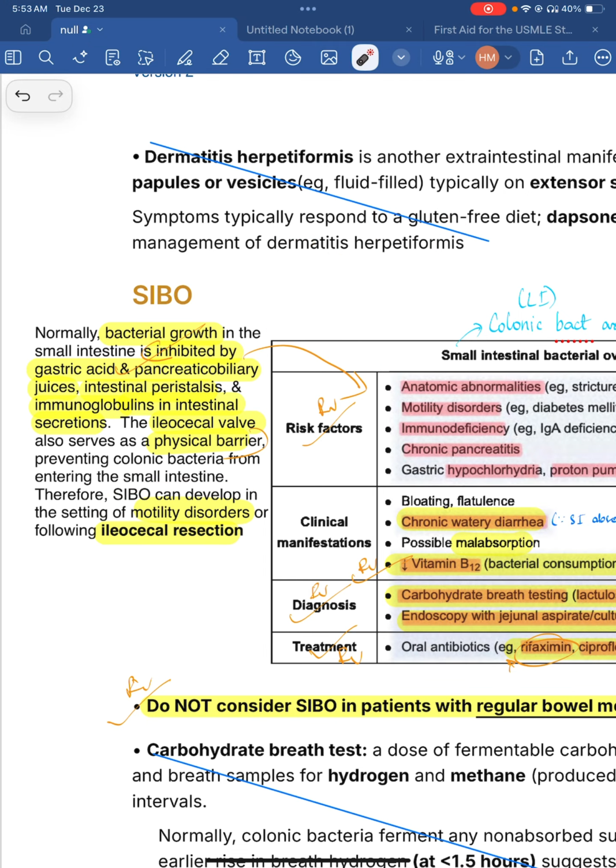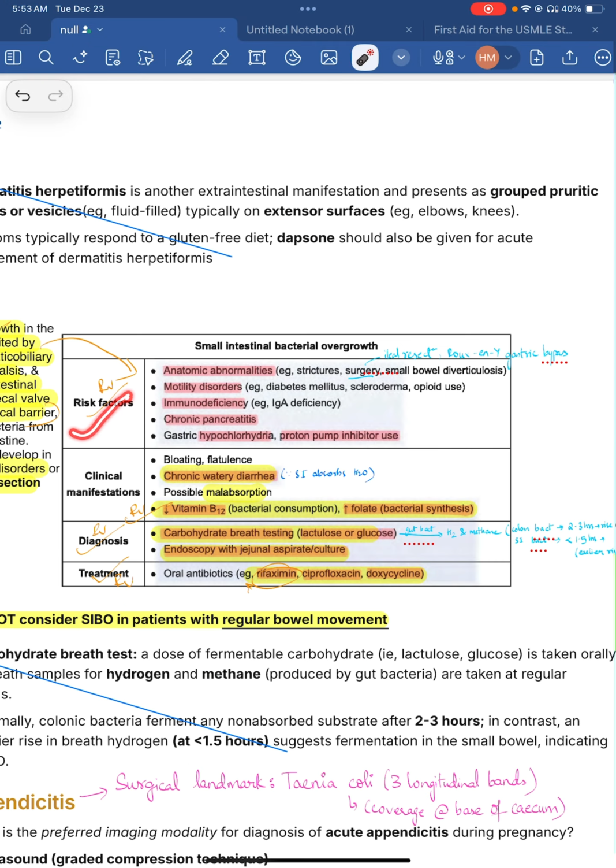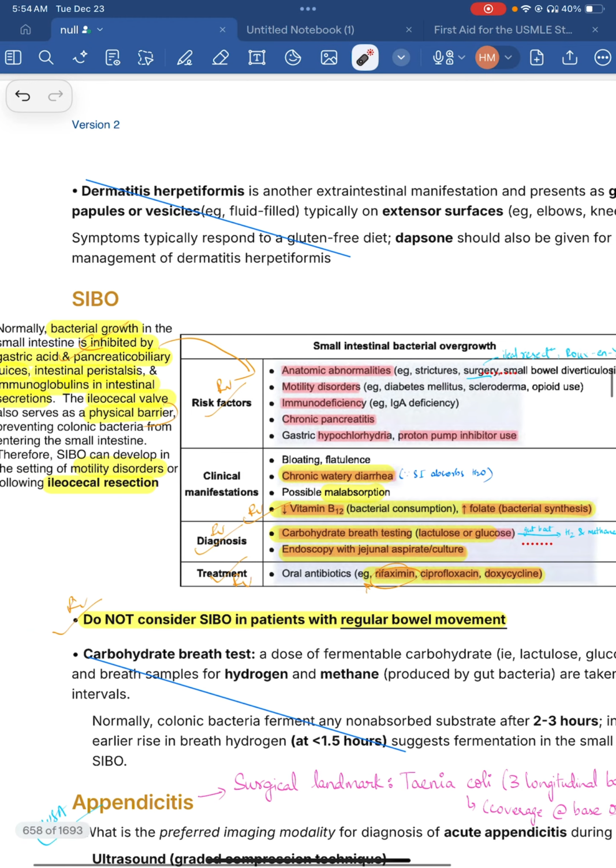What are the risk factors of SIBO? Anatomic abnormalities like strictures. Surgery, like ileal resection or gastric bypass surgery. Small bowel diverticulosis. Motility disorders like diabetes mellitus, scleroderma, opioid use, all of these decrease the enteric nervous system stimulation and hence motility disorder occurs. Immunodeficiency, that is IgA deficiency, chronic pancreatitis, gastric hypochlorhydria, and proton pump inhibitor use.